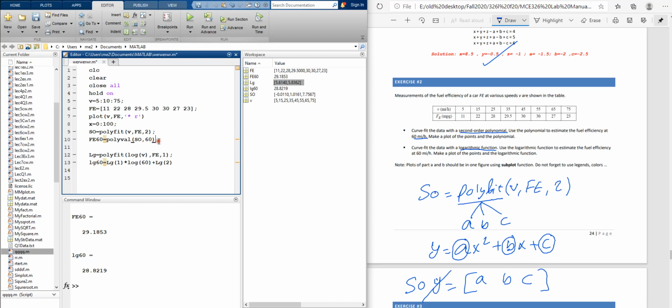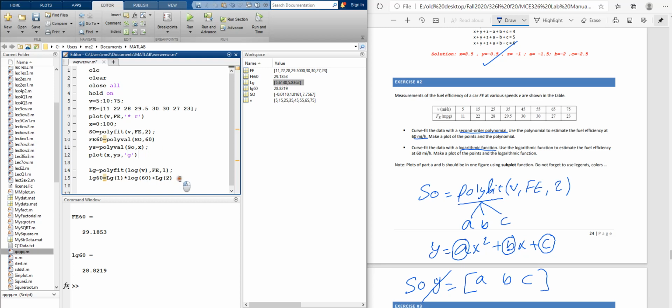And now we can calculate here. We want to calculate the y from the second order. Y from second order equals polyval, the polynomial we got before, which is SO, at each value of x. And then we can plot the values of x versus y from second order, continuous, in green color.